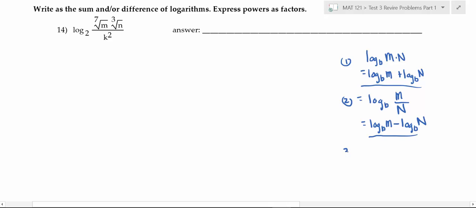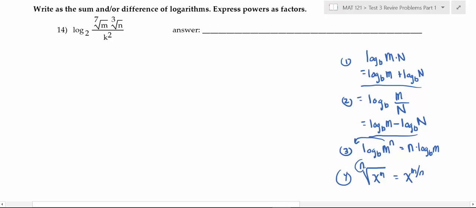And then the third property that you use on this problem, for the most part, is going to be log base b of m to the n. If you had something like that, then remember you can bring that exponent down in front to get n times log base b of m. Okay, so you have that. Other things that you want to do frequently on these problems, if you have an nth root of x to the m, that can be written as x to the m over n power.